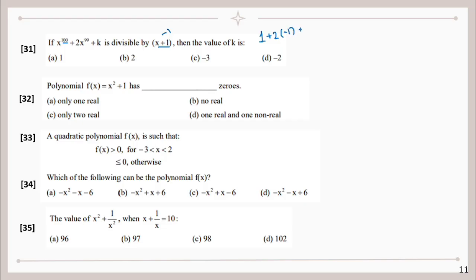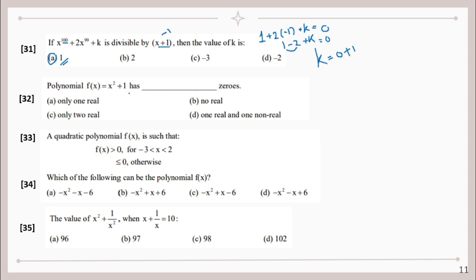plus k equal to 0. Now 2 into minus 1 is minus 2. 1 minus 2 plus k equal to 0. So k equal to 0. This 1 minus 2 is minus 1. Minus will come this side and become plus 1. So k equal to 1. Option A.